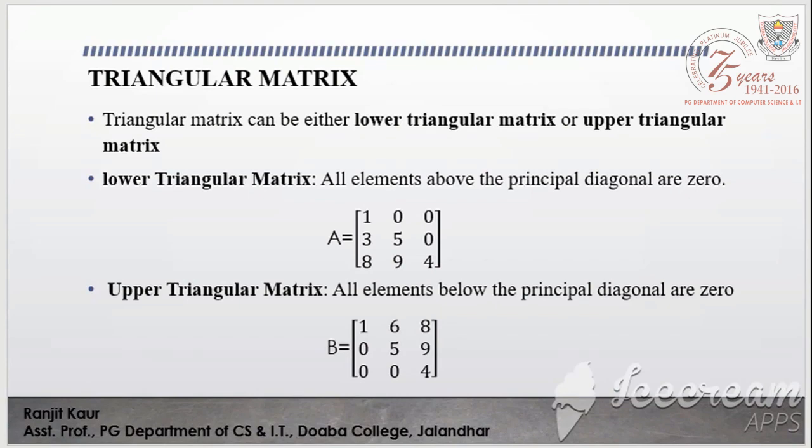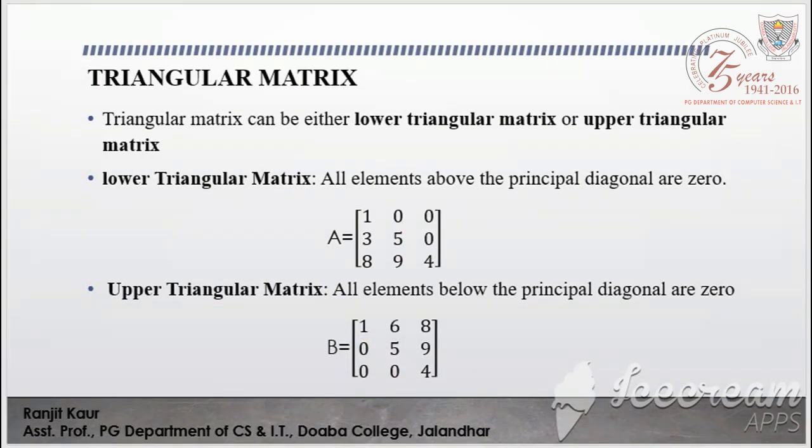So the next type of triangular matrix is upper triangular matrix. So upper triangular matrix is where all the elements below the principal diagonal are 0. Below the principal diagonal, if all the elements are 0, then that matrix is known as upper triangular matrix. As you can see here in this example, all these elements are 0 and these elements are below the principal diagonal. Then such type of matrix is known as upper triangular matrix.